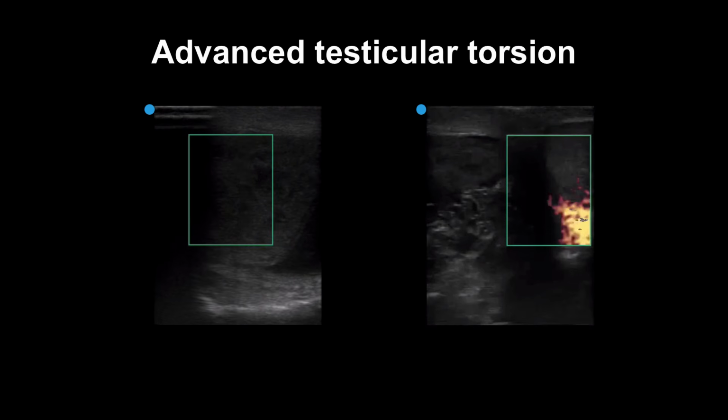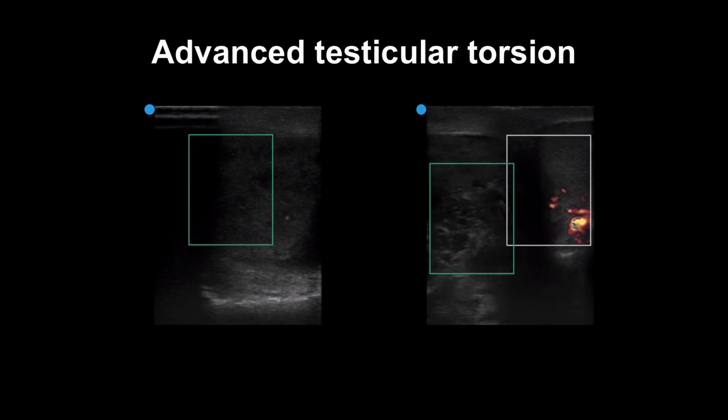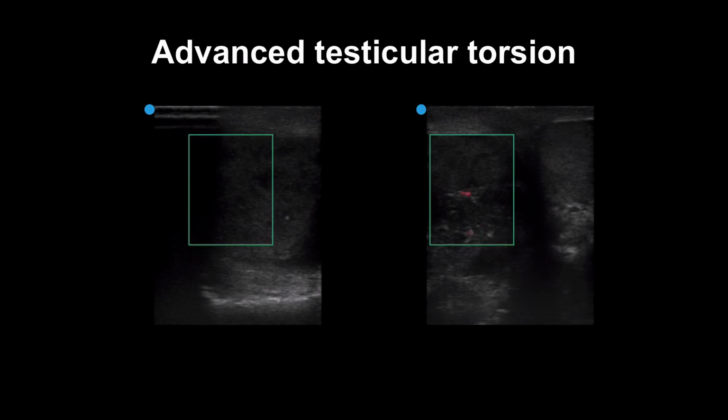This is the same patient, now with color power Doppler applied. We can see that there is no flow inside the affected testicle. At right, we can see that there's some color power Doppler signal, but none on the affected side of the left.